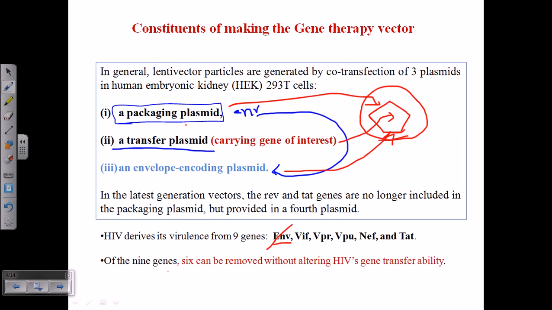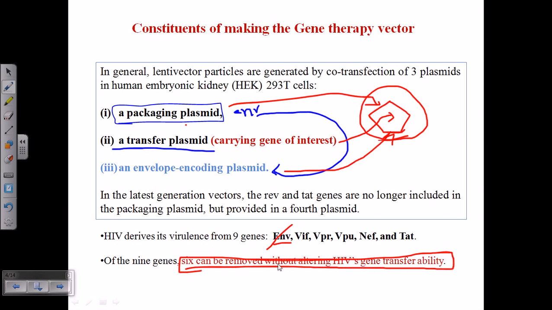Now out of these 9 genes, 6 can be removed without altering the HIV's gene transfer ability, as we can see here. So if we delete 6 genes from this 9, it won't affect the gene transfer ability. So we can drag out at most 6 genes, not more than 6 in this case. Okay, so we can eliminate 6 and 3 genes will be present, so the level of pathogenicity will be less. So we'll take out those 6 genes which can just be cleaved out.